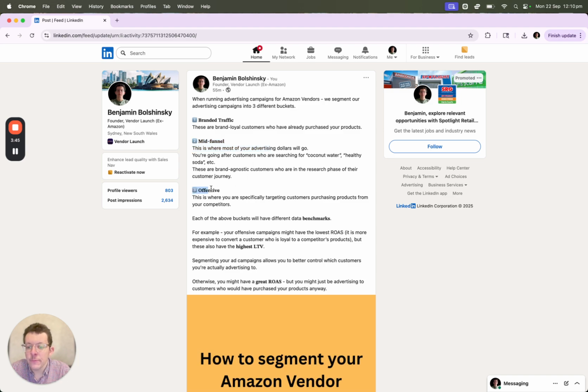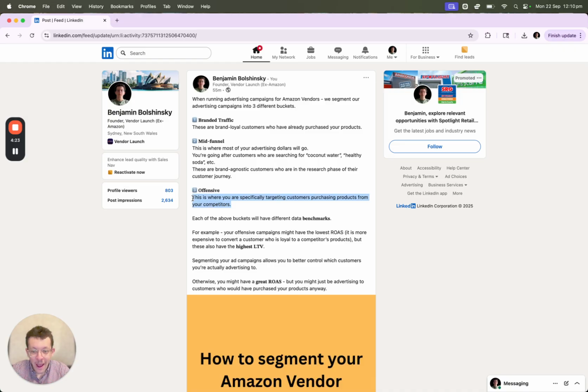And this takes me to bucket number 3. These are your offensive ad campaigns. This is where you're specifically targeting customers who have purchased products from your competitors. And so these will obviously have the lowest return on ad spend, right? Because if there's a customer who's loyal to a competing product, then it might take 3, 4, 5, 20 clicks until they can finally convert to a sale. And so this will have by far the lowest return on ad spend.